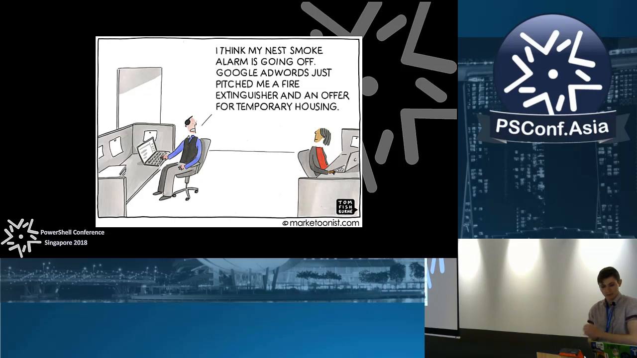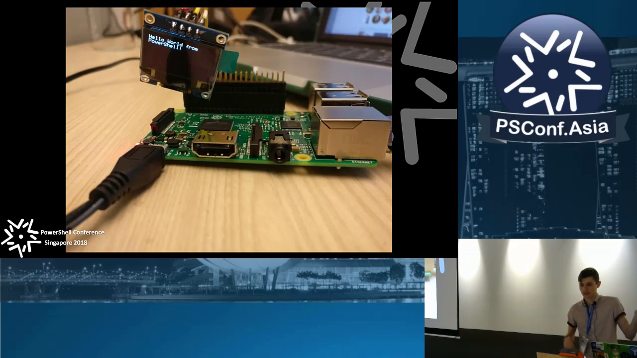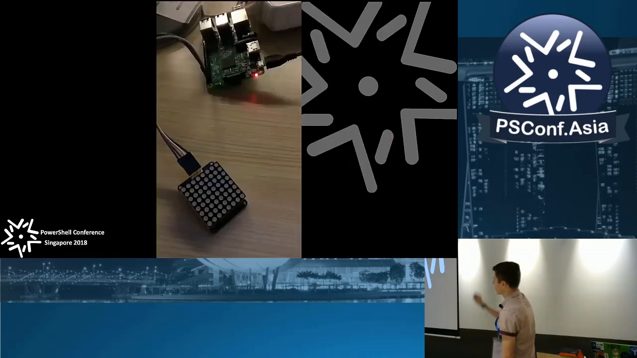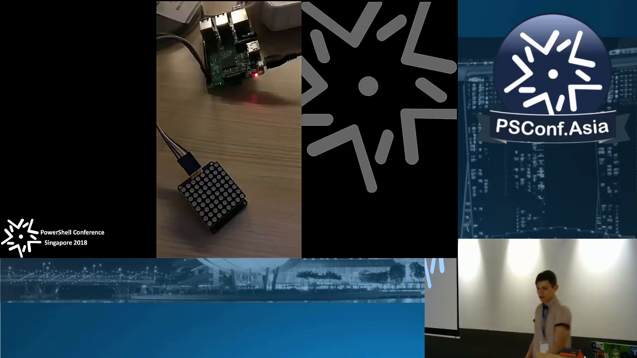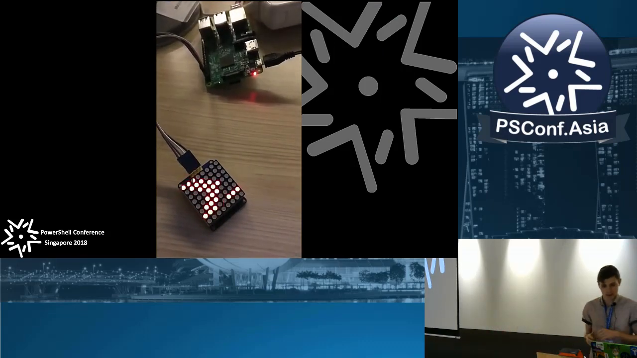But specifically what we're going to be talking about is more of the prototypey aspect of IoT, which is stuff like this, the Raspberry Pi, which you saw earlier today. So another example is there's this little LED matrix here, and good, my videos are working, and it's flashing the PowerShell logo. And all of that is controlled via PowerShell.